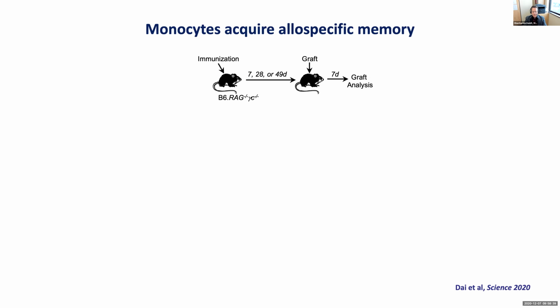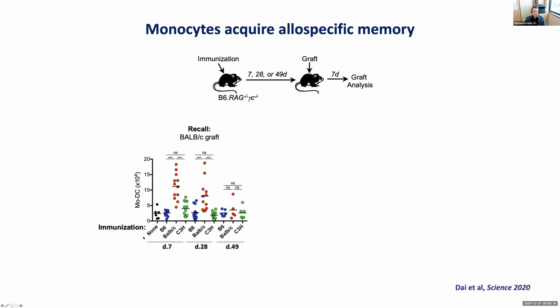So one of the other questions we had is if monocytes can acquire allospecific memory. The reason we were interested in this was that during our initial experiments looking at ear swelling upon injection of allogeneic versus syngeneic splenocytes in RAG knockout mice, we found that there seemed to be a heightened response after initial priming. So we studied this again in a bone marrow transplantation experiment.